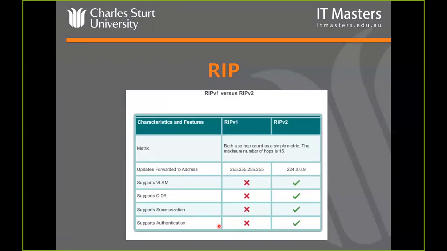So RIP version 1 versus RIP version 2, you can see there's some pretty big differences there. The only real similarity is that they both use the simple metric of hop count and that the limit is 15. But other than that, as you can see, they're quite different. So some important points for you to know for your CCNA exam, particularly the multicast address for RIP version 2 and the differences. Okay, that it can support VLSM, CIDR, supports summarization because it sends subnet information in the updates and supports the ability to authenticate. So it's not quite so easy to put a rogue router in a RIP version 2 network if it's configured to use authentication. It doesn't use it by default, but you can configure it.